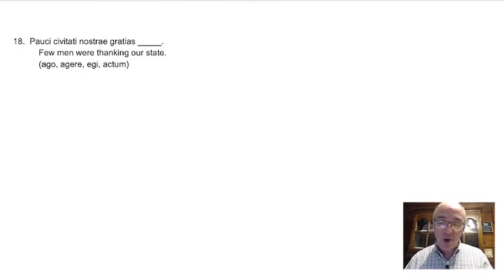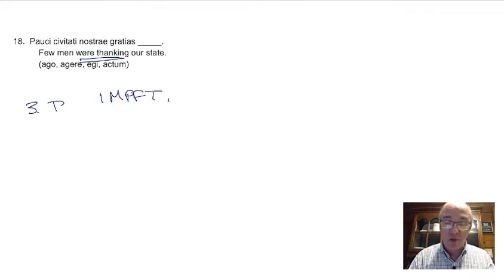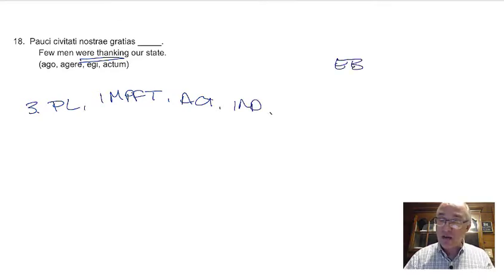18, few men were thanking our state. Were thanking, that's the imperfect. A sure sign of the imperfect. Third person plural, imperfect, active, indicative. They were thanking, so it's going to be an EBA, EBANT if you want to go that far. Agebant. Let's put those together. Agebant.